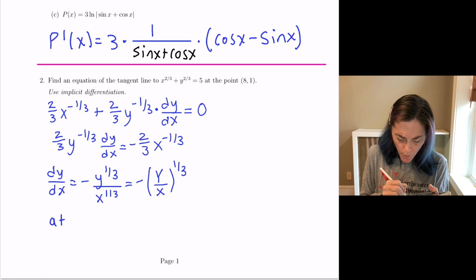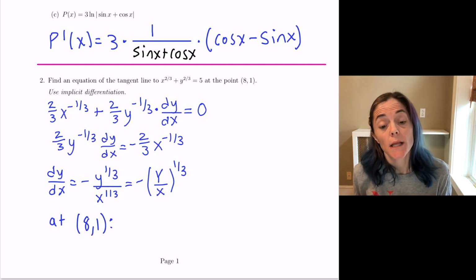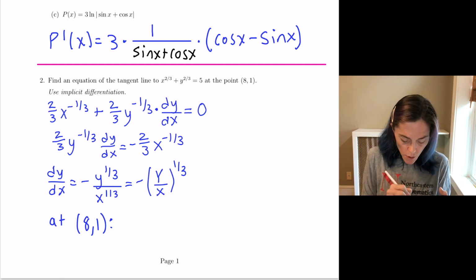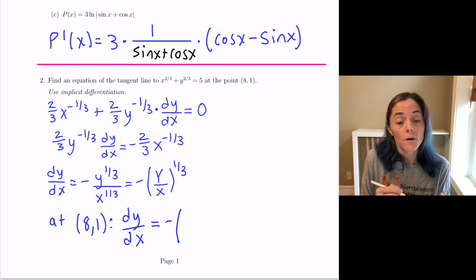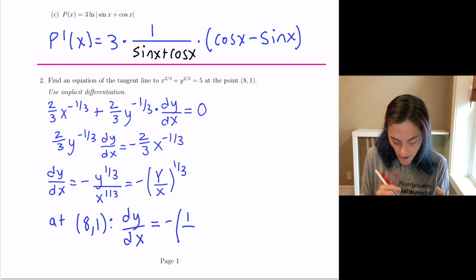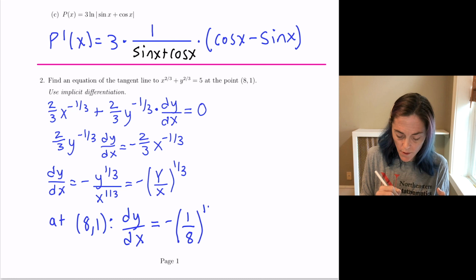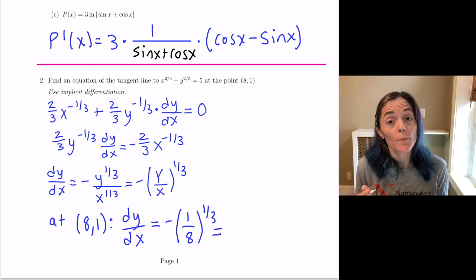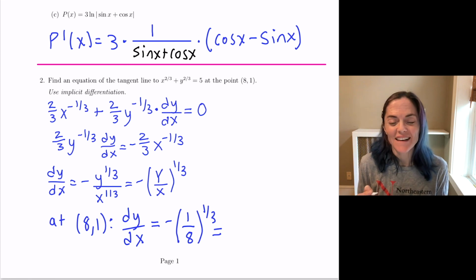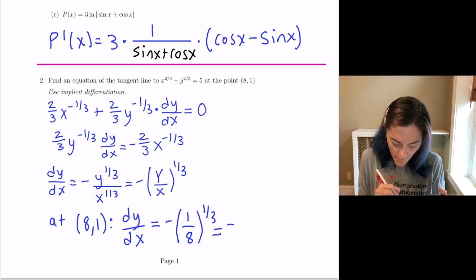We already have the point, which is on my graph and on my tangent line. It's 8, 1. And so to get the slope of the tangent line, we can just evaluate dy dx. At this point, I get negative y over x to the 1/3. 1/8 to the 1/3 power is 1/2. So I have negative 1/2, negative 1/2. This is the slope of my tangent line.